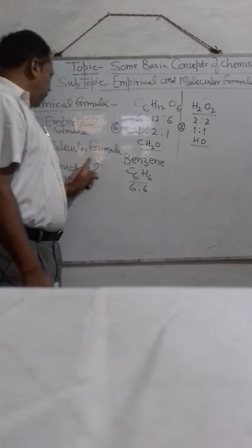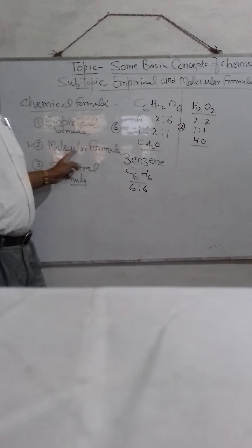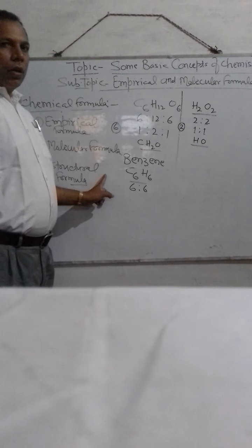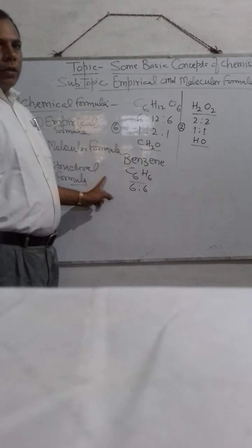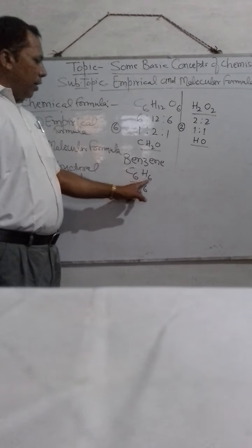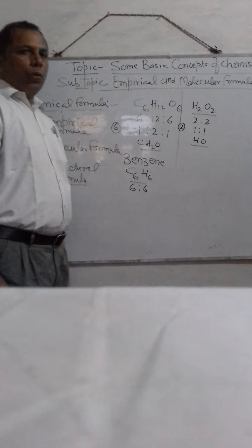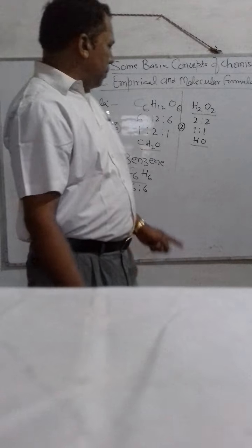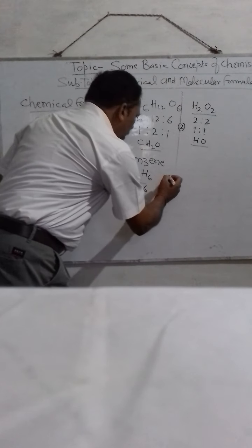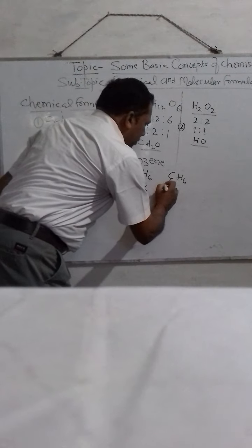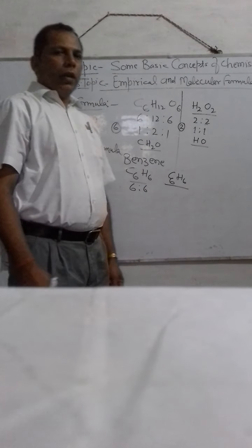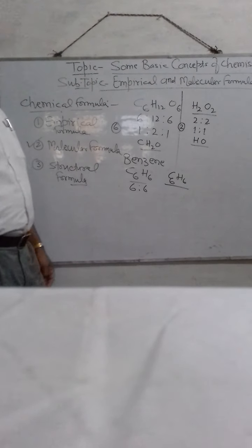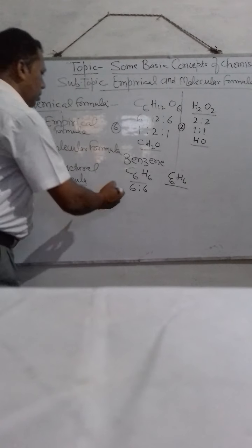For expressing the molecular formula, you must know that there is no need to take out a common factor or multiplying factor. Just the real or actual ratio will represent the molecular formula of that compound. So the molecular formula of benzene will be, in the same way, C6H6.